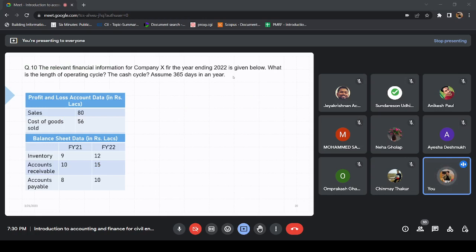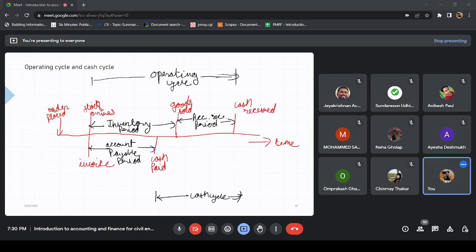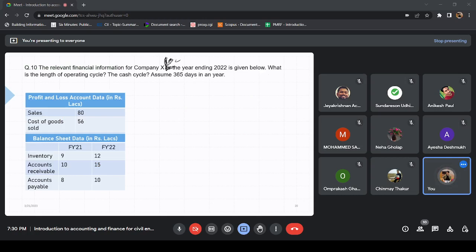So another question for you. The relevant financial information for company X for the year ending 2022 is given below. What is the length of operating cycle and the cash cycle? Assume 365 days in a year. So you have been provided with the P&L account and balance sheet data. As you can see, balance sheet data is from 2 years, FY21 and FY22. You have to determine the length of operating cycle and cash cycle. How will you do it? Anybody?